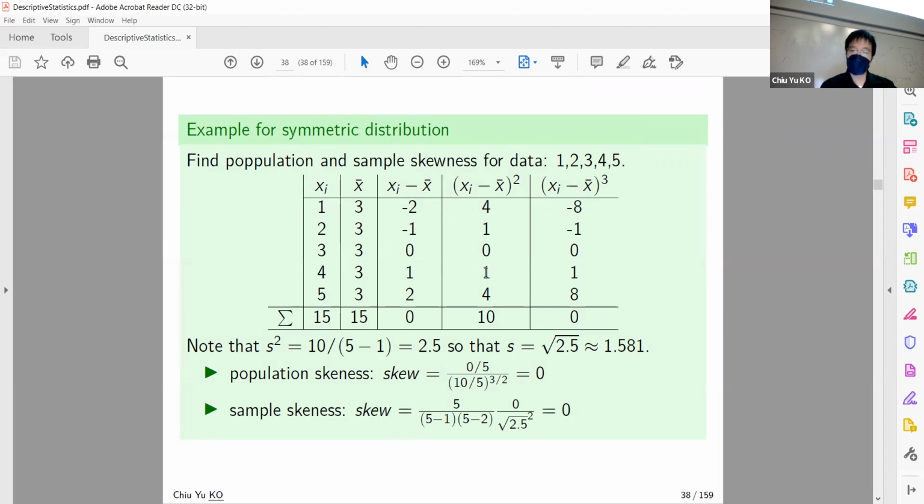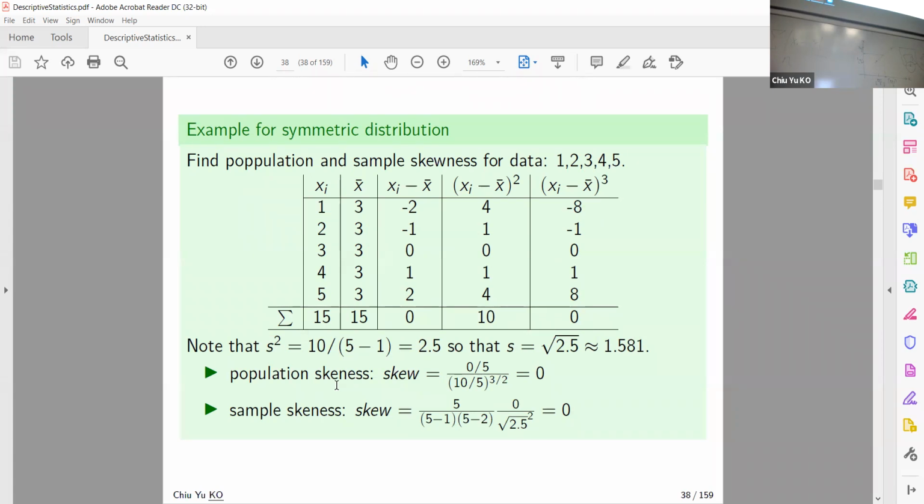And you square it, right? Everything is positive. If you take the cube, it will become negative again: negative 1, 0 and 1. So this one is symmetric, so we expect the sum to be 0, which is what we expect. The sample standard deviation is the square root of 10 over 5 minus 1, which is 2.5. This is the sample standard deviation. And skewness, regardless of sample or population, is all 0 because it is symmetric, as expected.